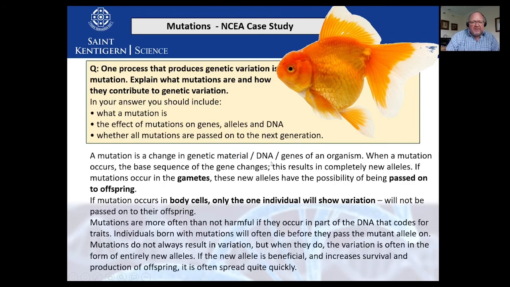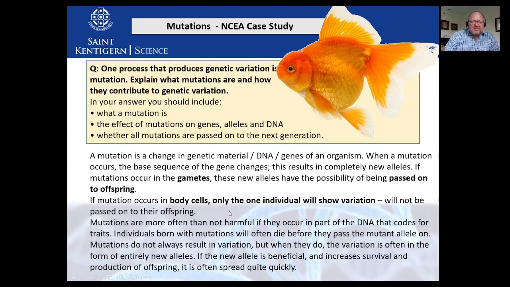Okay, so again, a change in the genetic material, that's a mutation. The base sequence change in the gene results in completely new alleles. If the mutation occurs in the gamete, then these alleles have the possibility of being passed on to the offspring. And remember to add something here, please. If the gamete that carries the mutation is fertilized, that is important, because if you make sperm and a quarter of them have a mutation, you still have a 75% chance of not passing on that mutation. Okay.